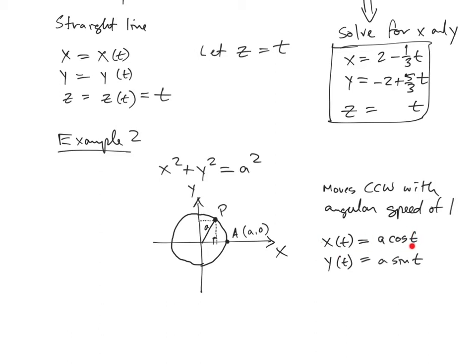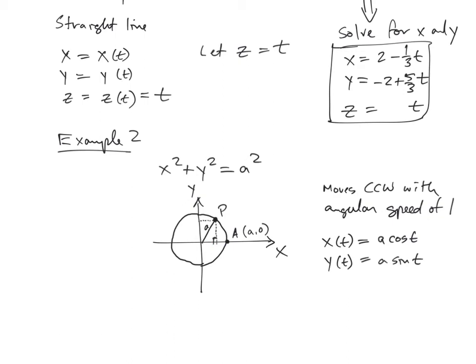Well, the cos of 0 is equal to 1. I get 1 times a, where a is the radius of my circle. So that would be this point right here, right? X value of a. At the same time, t equal to 0, well, sine of 0 is 0, so y is equal to 0. Yep, that makes sense. These parametric equations will give me this point here, a, when t is equal to 0.